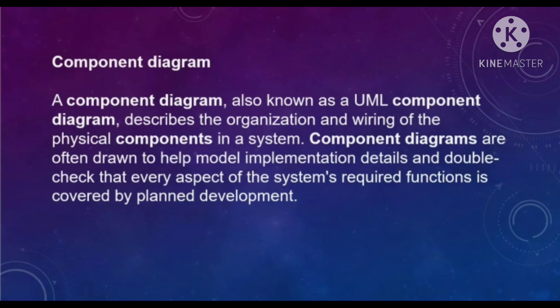Component diagram. A component diagram, also known as a UML component diagram, describes the organization and wiring of the physical components in a system. Component diagrams are often drawn to help model implementation details and double-check that every aspect of the system's required function is covered by planned development.